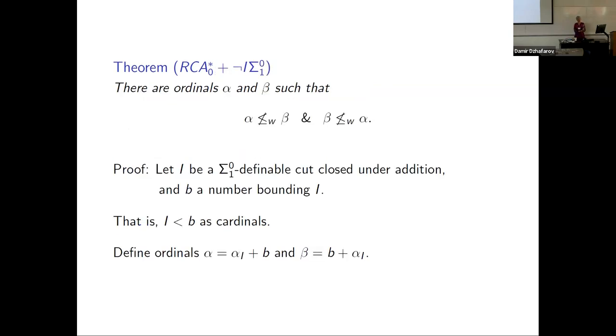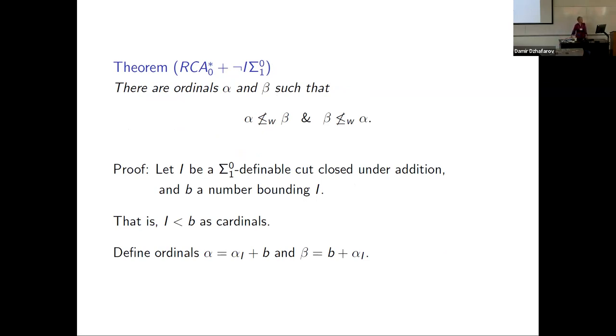So I'm just restating the theorem. We have two incomparable ordinals. And I'm going to go through a proof of this before I get to ordinal suprema as an example of the way cardinality works. You're using it in these proofs.